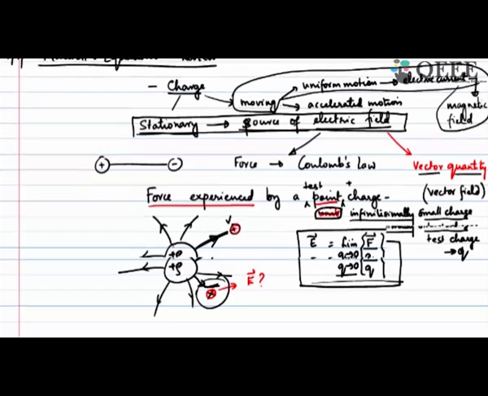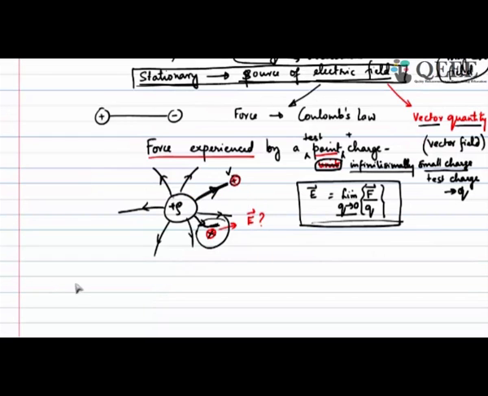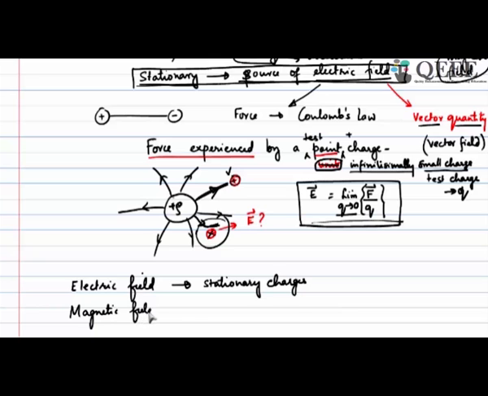So the whole of electromagnetics actually deals with electric field, which is produced due to charges that are stationary, and magnetic field, which is produced due to charges undergoing, I'll say, uniform motion.